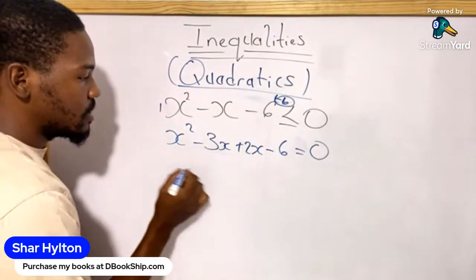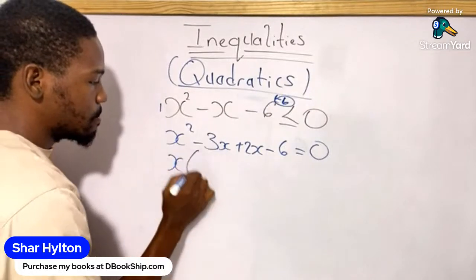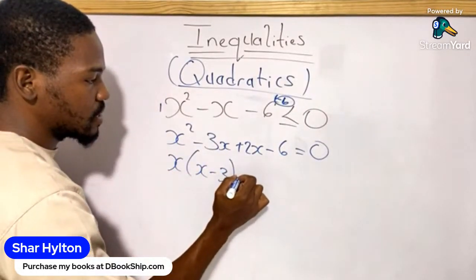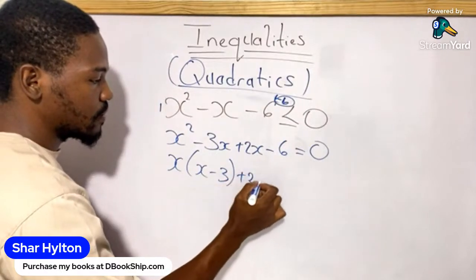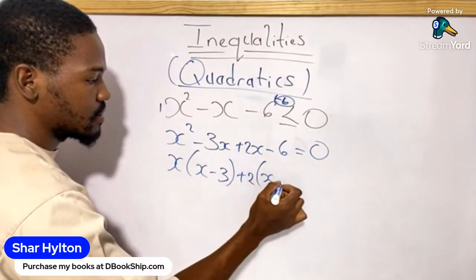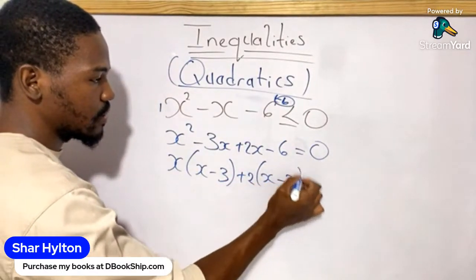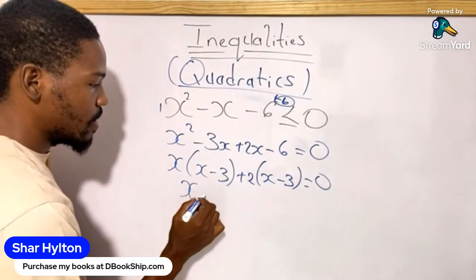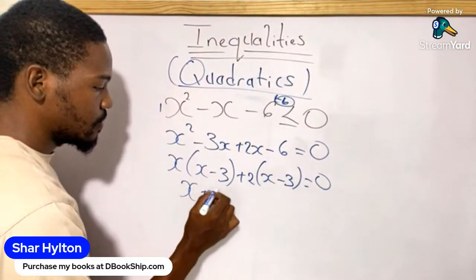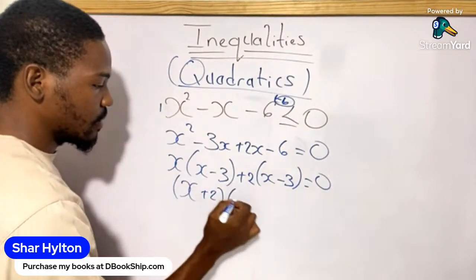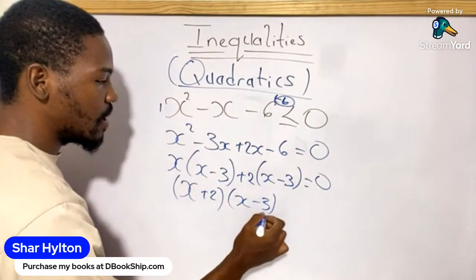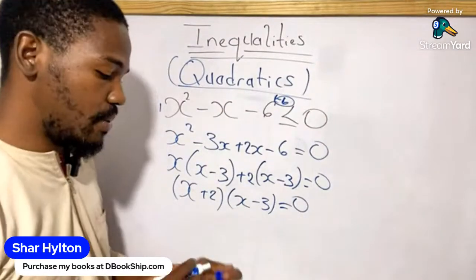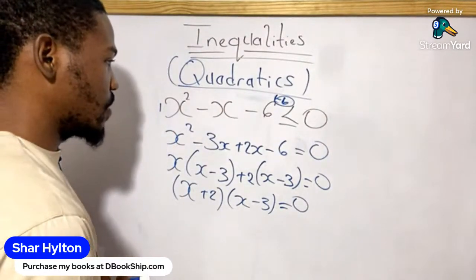So in solving this, I'm going to take out positive 2x and minus 3. Now we can group them as x plus 2 in one bracket and x minus 3 in the other. You have to know how to factorize trinomials to get this. This is just a basic trinomial exercise going on here.